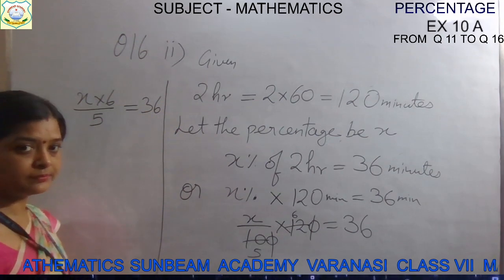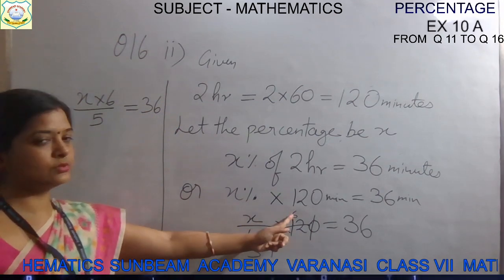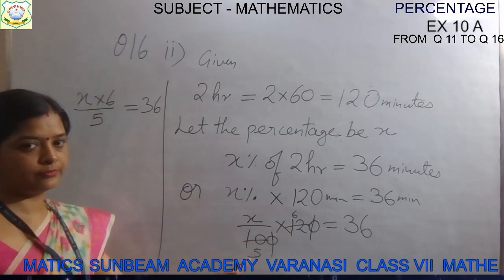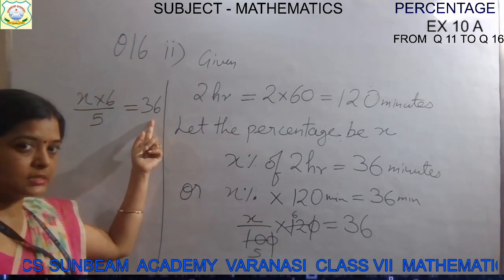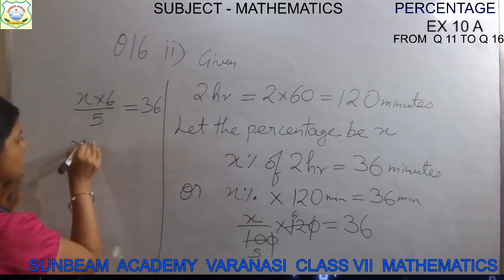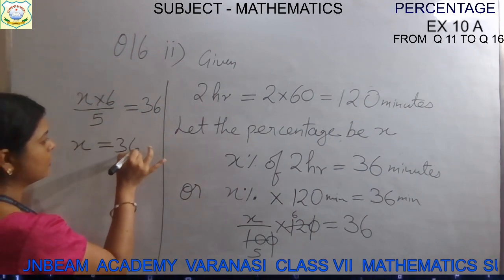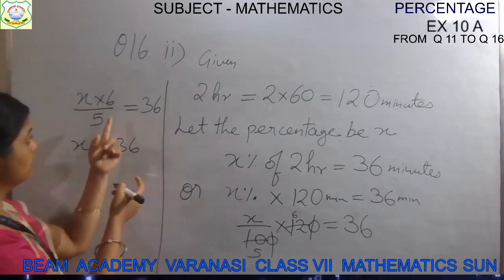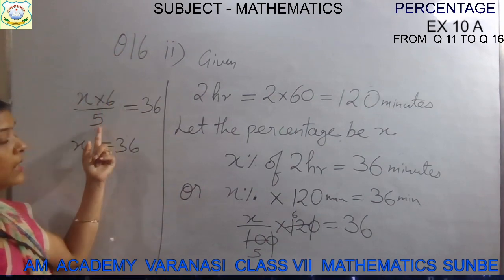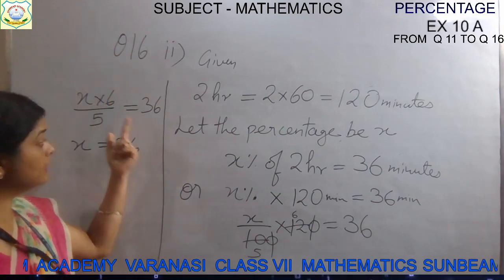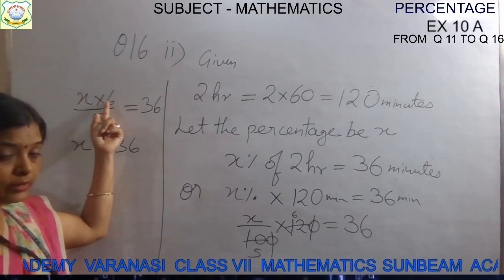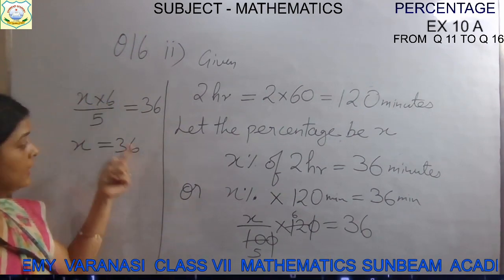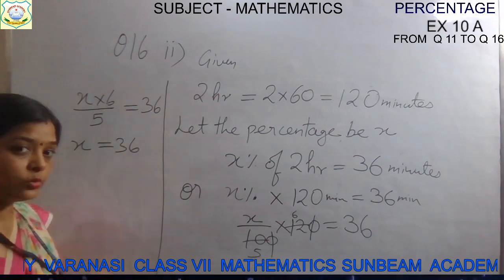This is left, children. X into 6 upon 5 is equal to 36. Now keep x on this side. 36 is already on the RHS. We will transpose 6 by 5 to the other side, and it is in multiplication with x. So the numerator will go to the denominator and the denominator will transpose to the numerator.